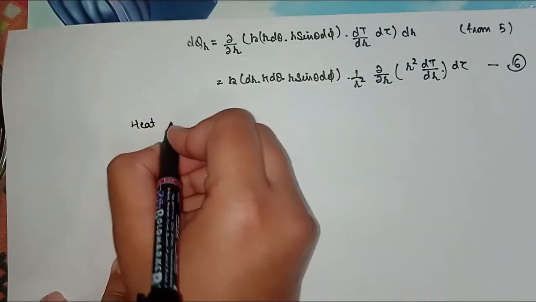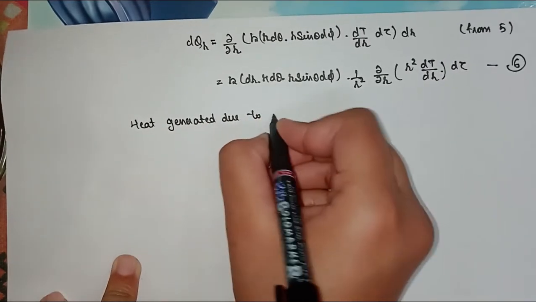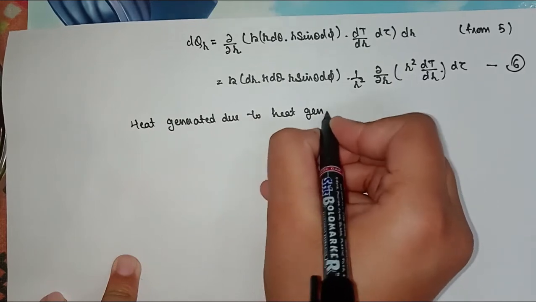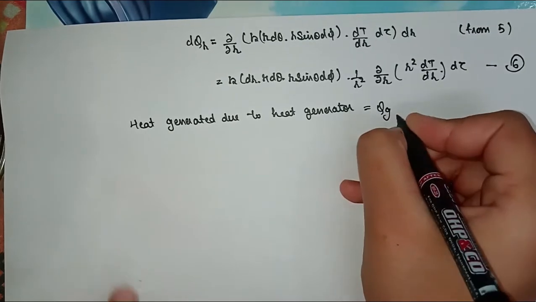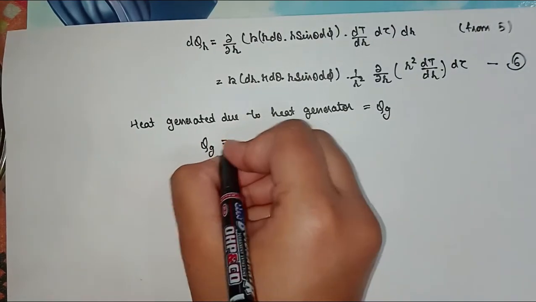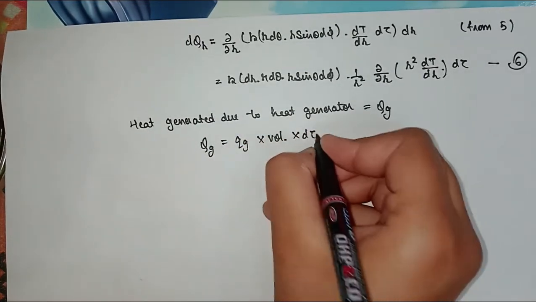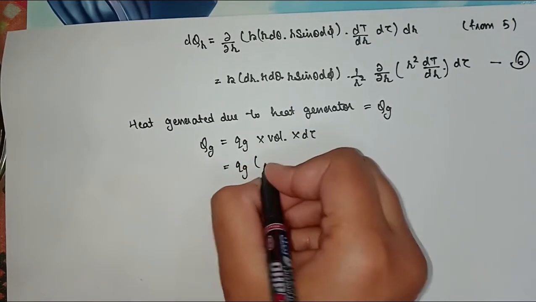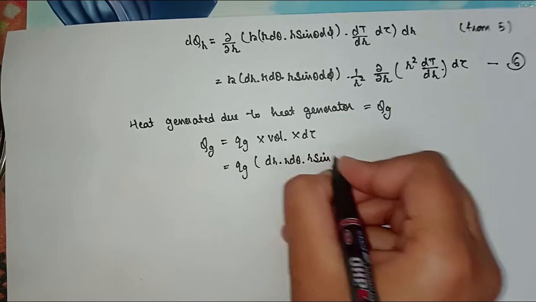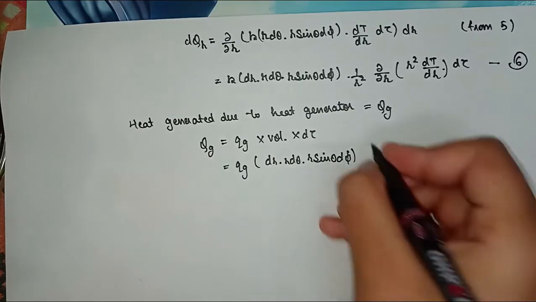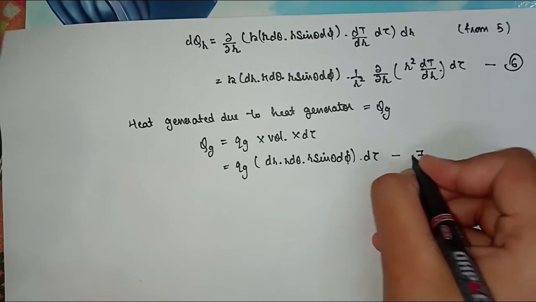Now considering the effect of a heat generator when placed inside the system. Heat due to the heat generator will be equal to capital QG. Now capital QG is equal to small qg into volume of system into dτ. Substituting the value of volume, we will get qg into dr into r dθ into r sinθ dφ into dτ. Let's mark this as equation 7.